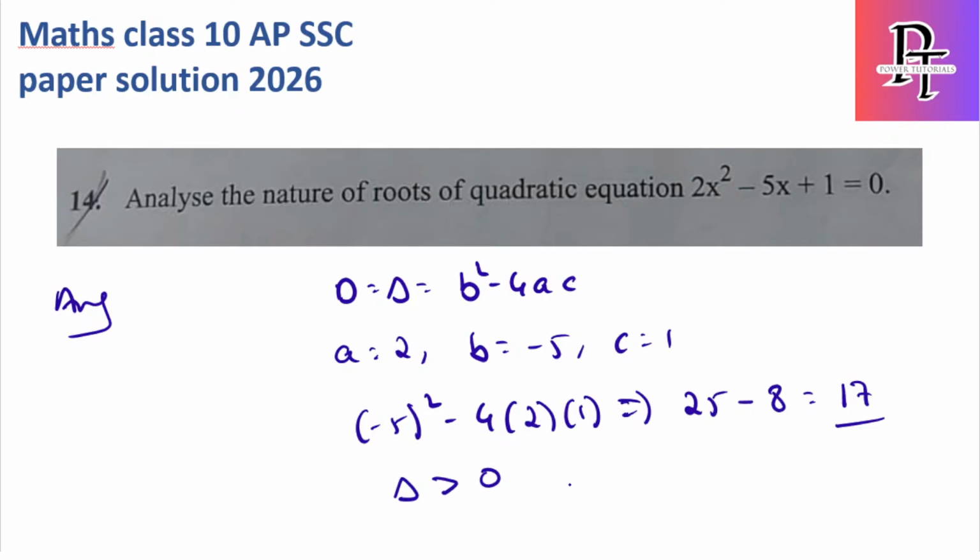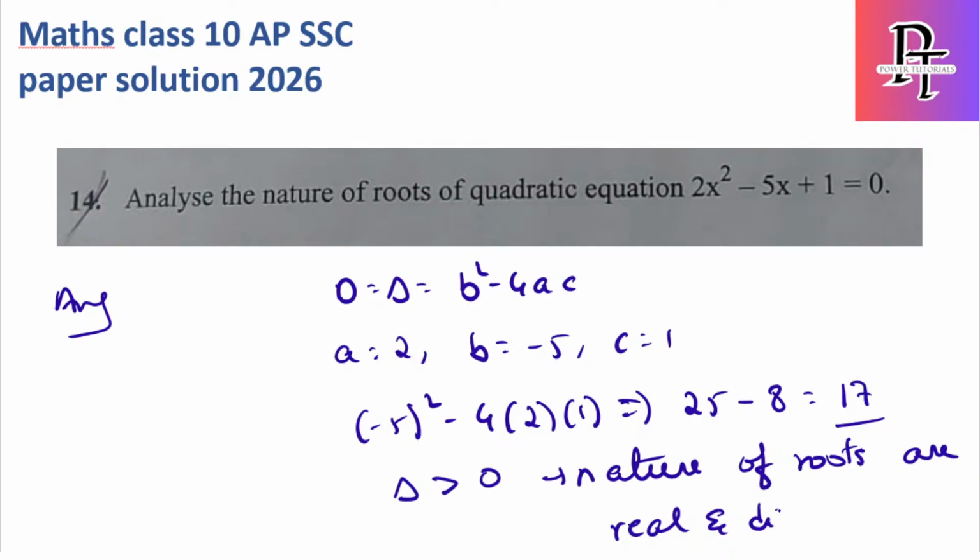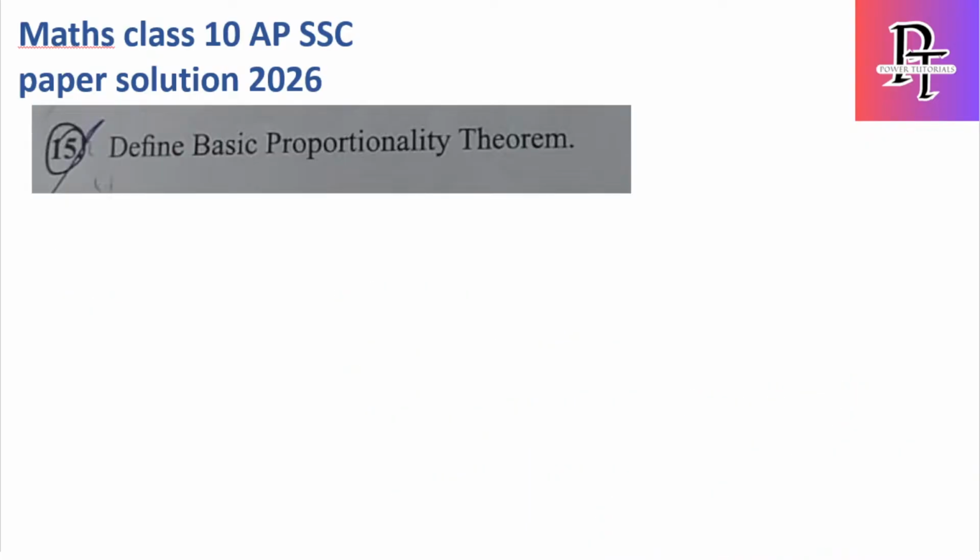If delta is greater than 0, the nature of roots is real and distinct. If it is equal to 0, then the roots are real and equal. If it is less than 0, the roots are non-real. Next, see the 15th one.